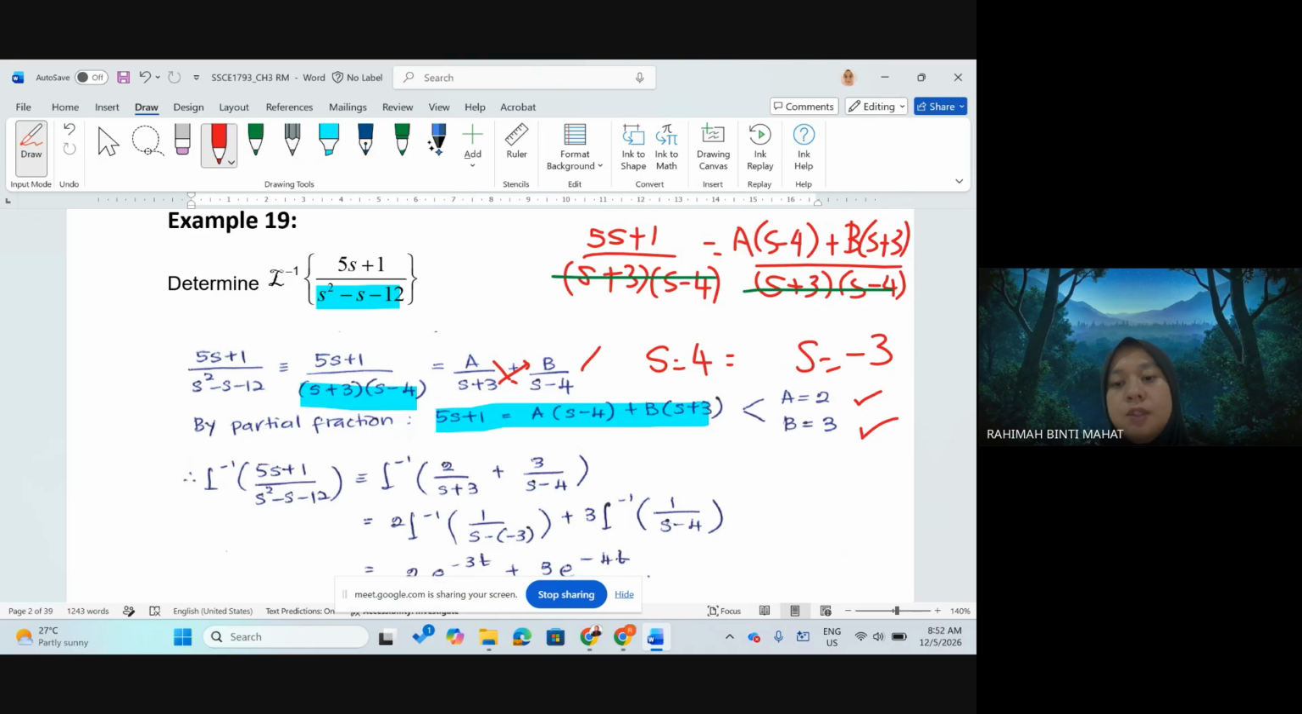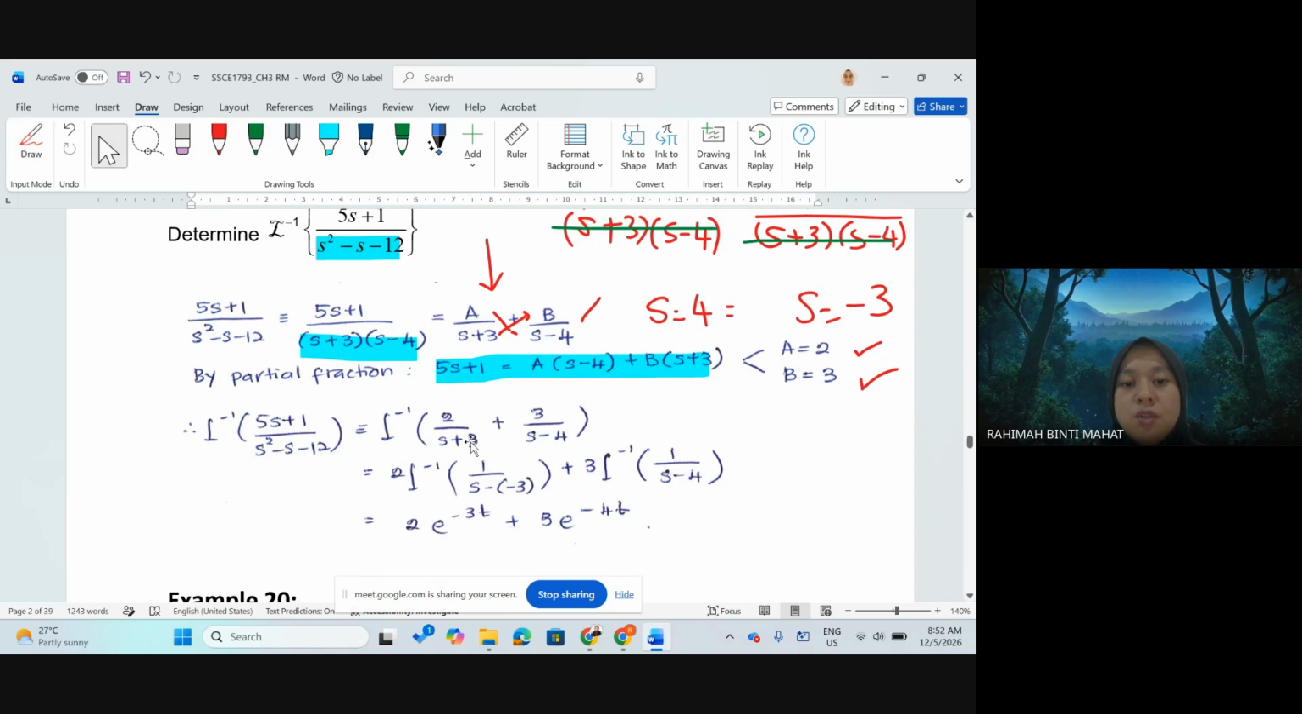And then after you get the value of A and B, you substitute back into this partial fraction. So you get 2 over s plus 3 plus 3 over s minus 4. And then you can separately do the Laplace inverse.